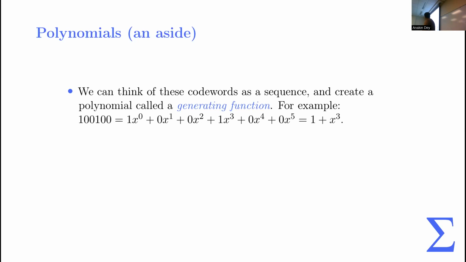Cool. So we can think about code words as a sequence, and then we can create a generating function for these sequences. The way we do that is we take the first bit and multiply it by x to the 0, take the second bit and multiply it by x to the 1, and so on and so forth. If you look at the first code word we were looking at earlier, 1 0 0 1 0 0, you get this polynomial, once you get rid of all the zeros, which you can represent as 1 plus x cubed, and that's a unique representation.